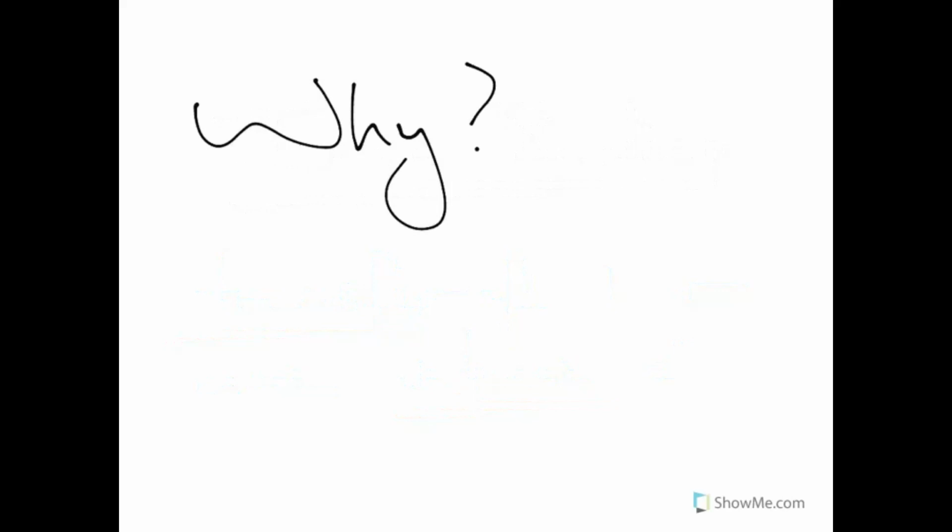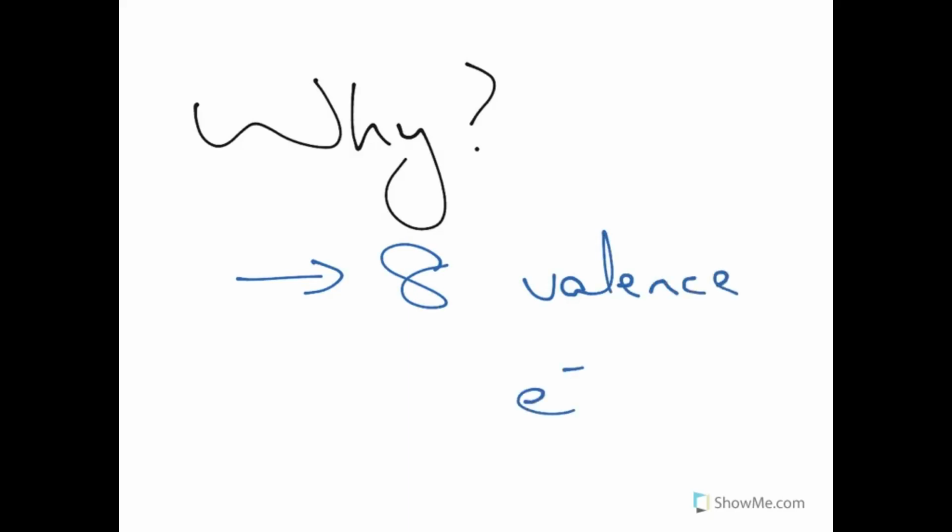Why would there be this so-called transfer of electrons? Because they're after getting 8 valence electrons. This is the octet rule. It says atoms react in order to get 8 valence electrons. There are a couple of exceptions.